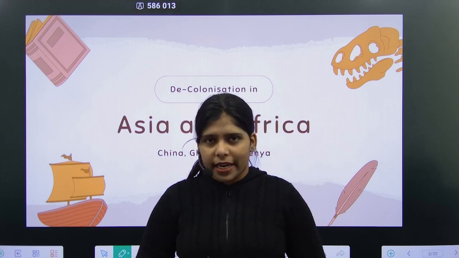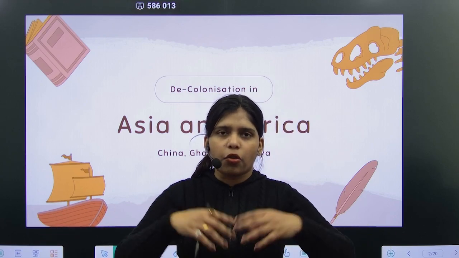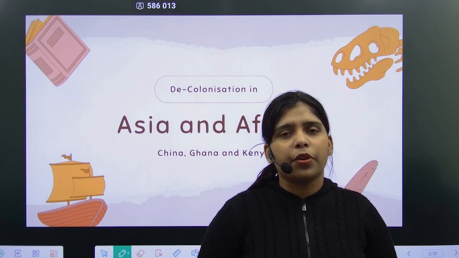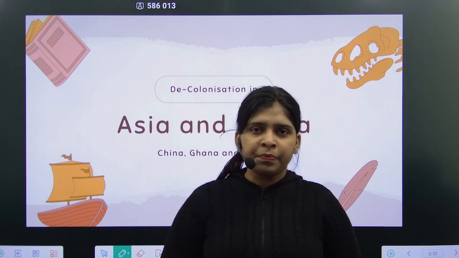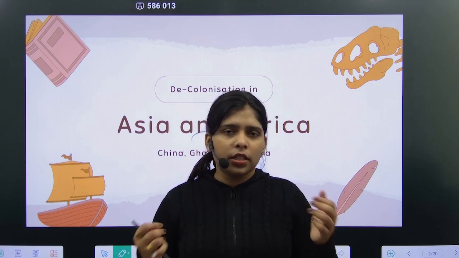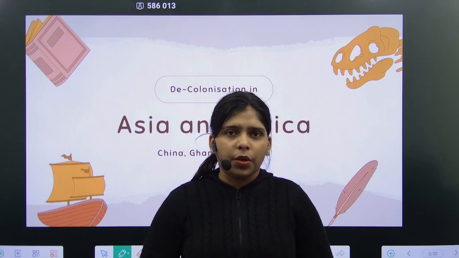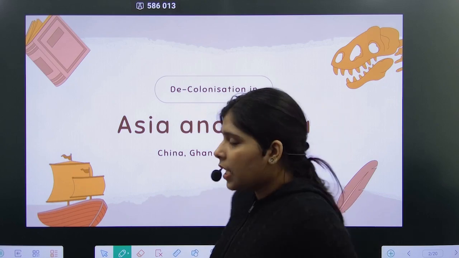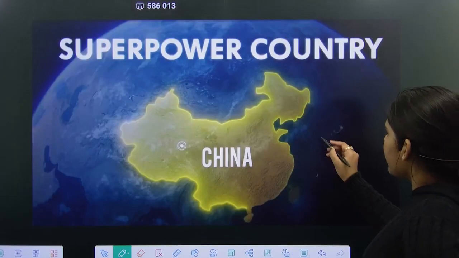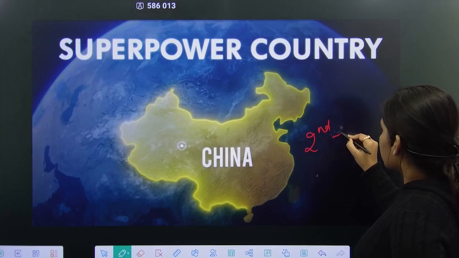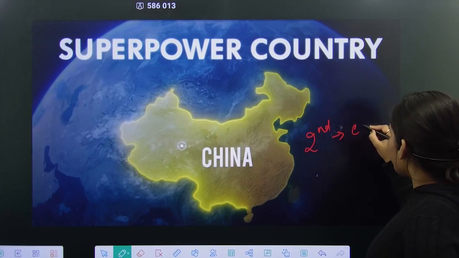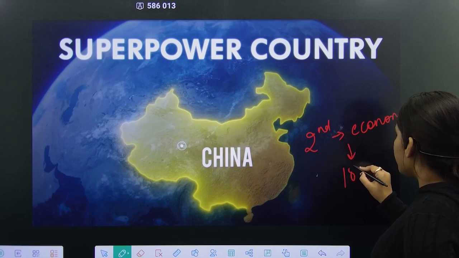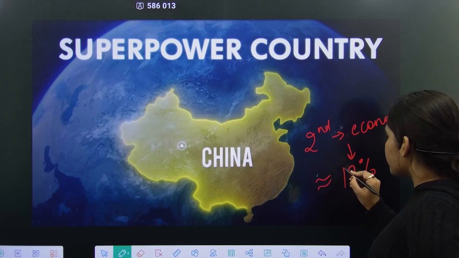We're going to talk about China. China was not indeed totally colonized. Okay. We're going to talk about Ghana, and we're going to talk about Kenya in this lesson. To begin with, China, today's world's superpower. China today stands second largest country in terms of economy. Contribution to world GDP almost 18%.